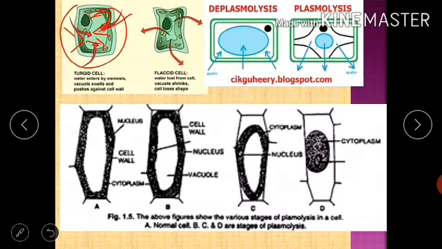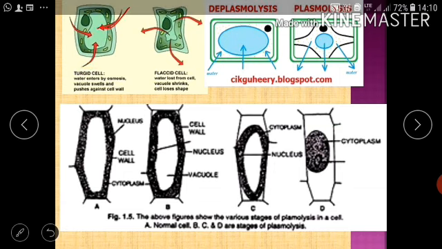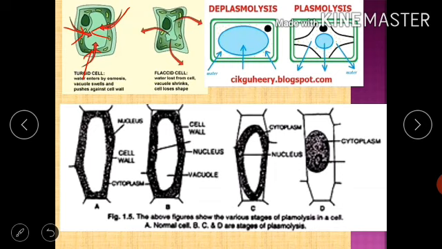Endosmosis. Endosmosis means water moves inside. Can you see water getting in? And once water moves inside, the cell becomes turgid. Next is exosmosis. Exosmosis can also be known as flaccid, or the cell becomes a flaccid cell.